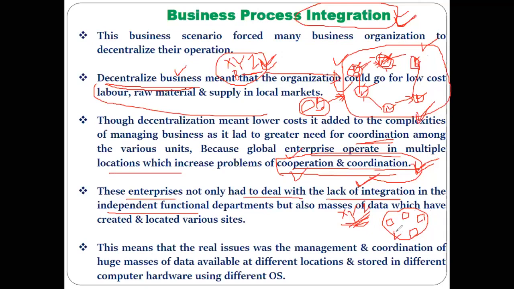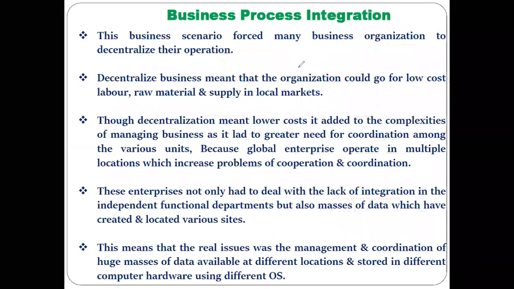In any business company, which functional departments are there? Manufacturing, finance, accounting, etc. And if these functional departments are not linked with each other, then also the problem of cooperation and coordination comes. Yes or no? Yes, sir. So my point of discussion is what? Integration of business processes is required within the functional departments also, within a single company also.